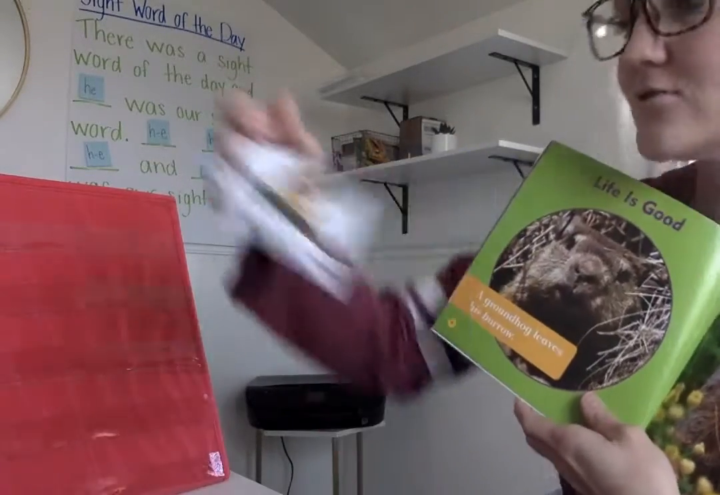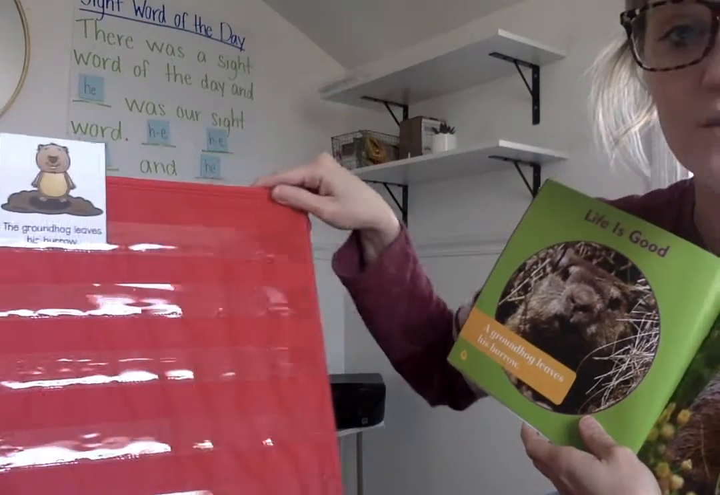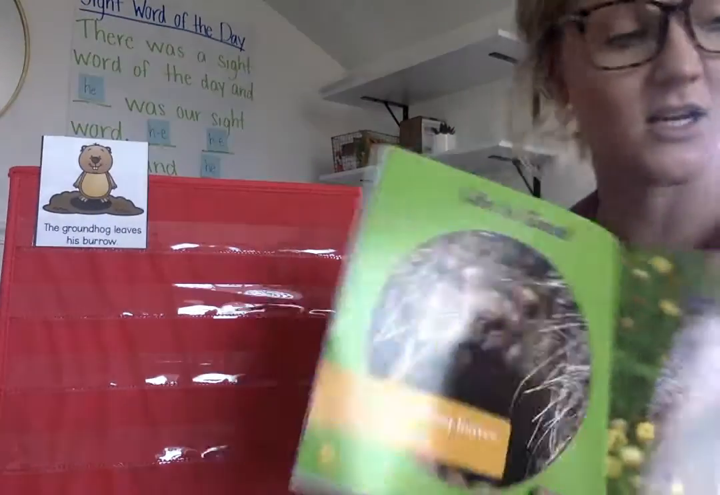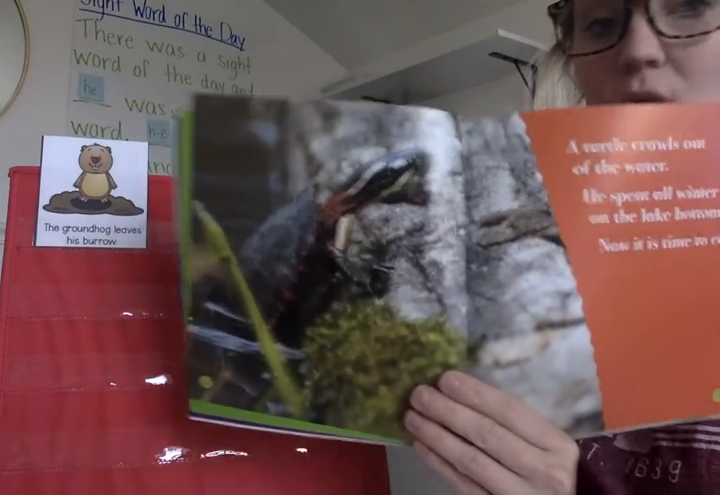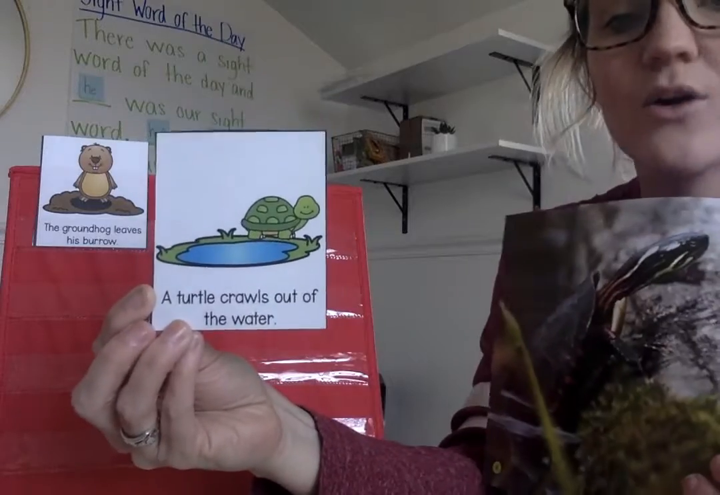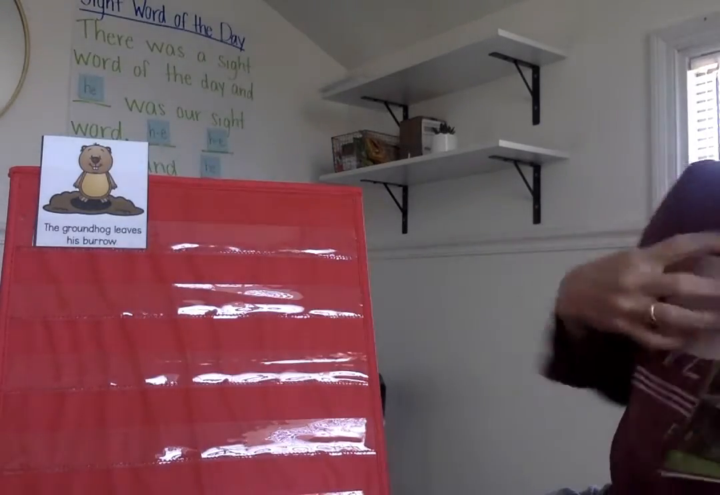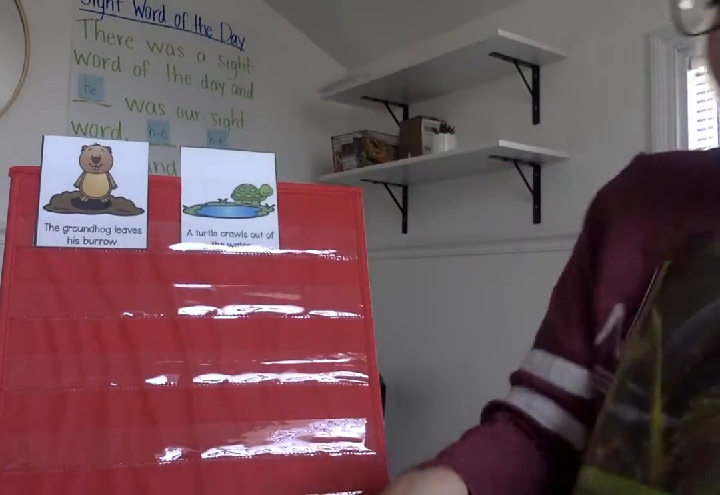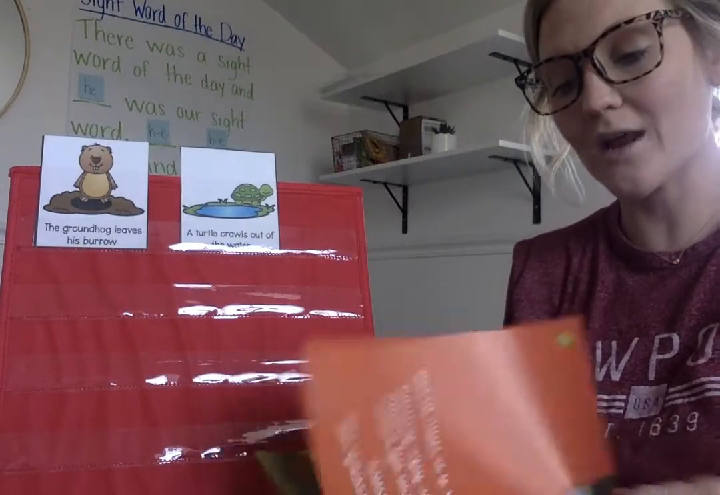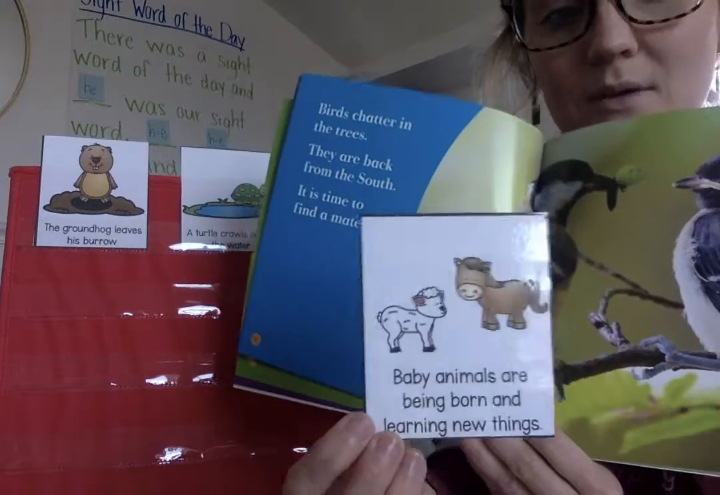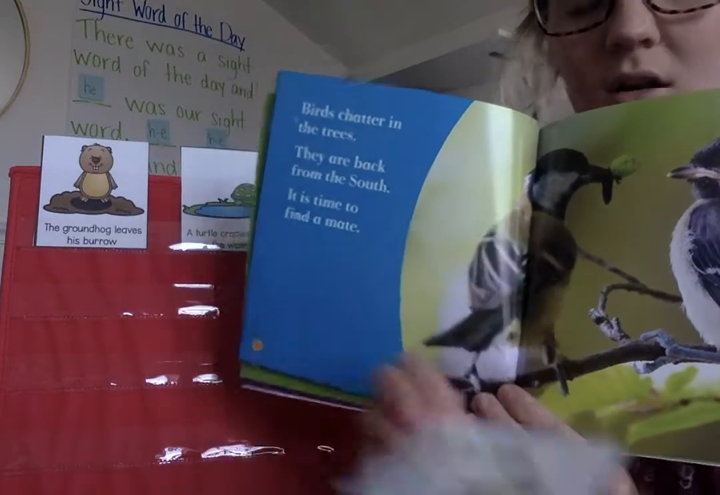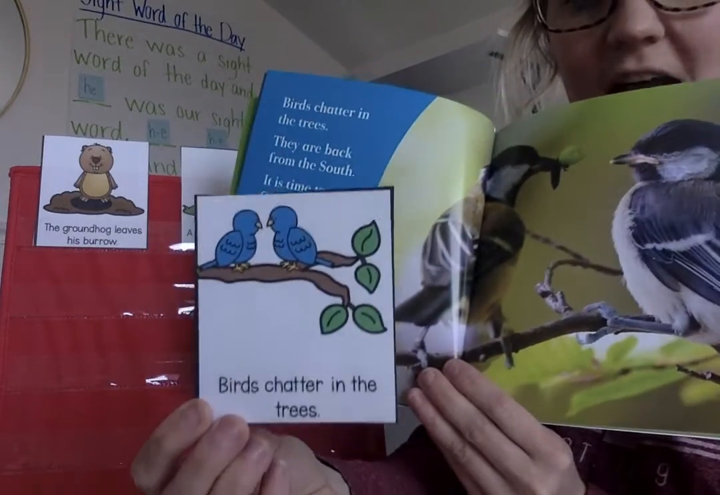Very good. The groundhog left his burrow. So that was the very first event in our story. Then what happened after that? If we look at the picture, what happened after that? Yes, very good. Now a turtle crawls out of the water. Excellent. All right, then let's go to the next page. What happened after that? Did we talk about how baby animals are being born, or how birds chatter in the trees?